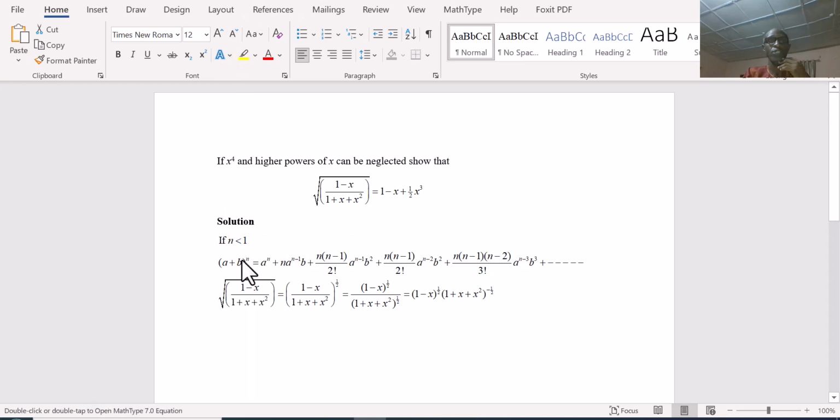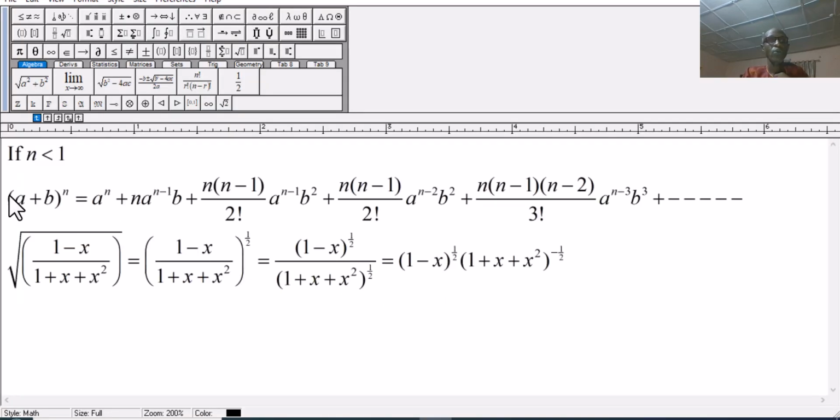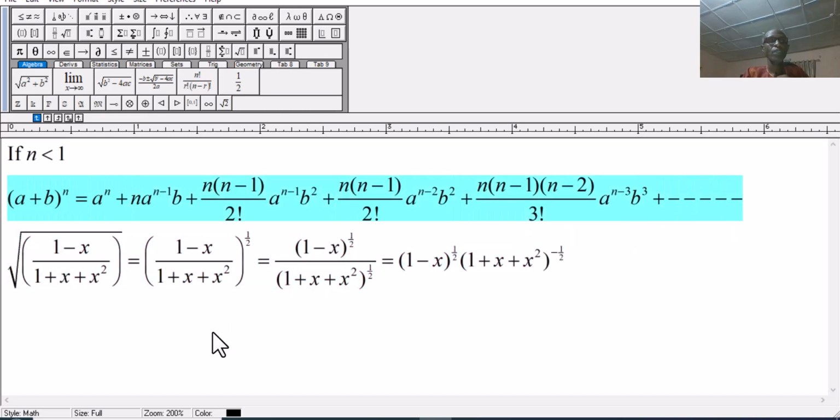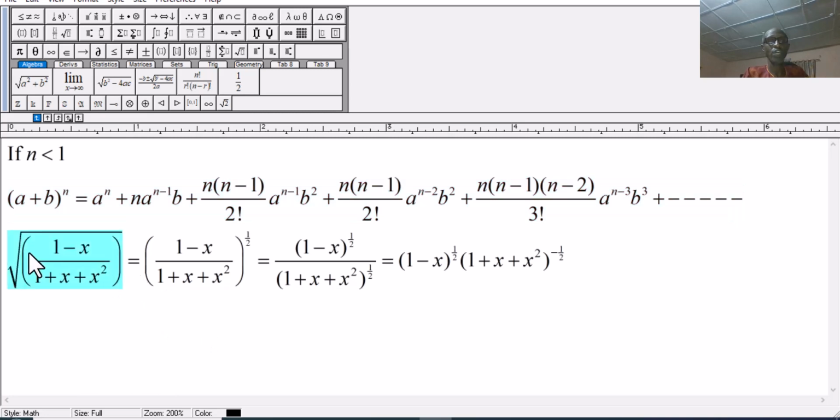The first thing, if our n is less than 1, is to use this expansion. Given this expansion, this is the question we are asked to expand. We can rewrite this as this. Square root means everything raised to the power of half. Using our law of indices, it will become this. And then, still using our law of indices, we can write it as this.